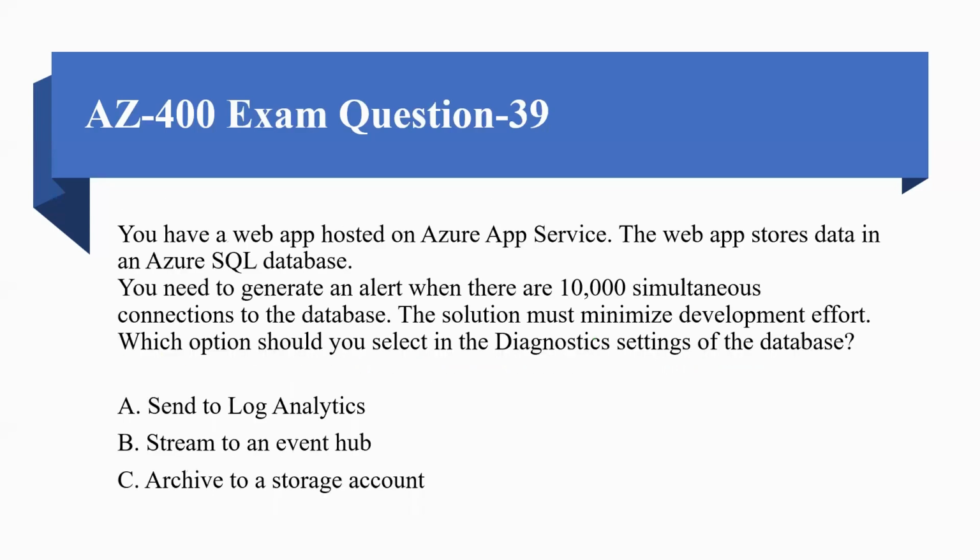Moving towards next question. You have a web app hosted on Azure App Service. The web app stores data in an Azure SQL database. You need to generate an alert when there are 10,000 simultaneous connections to the database. The solution must minimize the development effort. Which option should you select in the diagnostic setting of the database? Option A, send to Log Analytics. Option B, stream to event hub. Option C, archive to storage account. And the correct option is option A, send to Log Analytics.